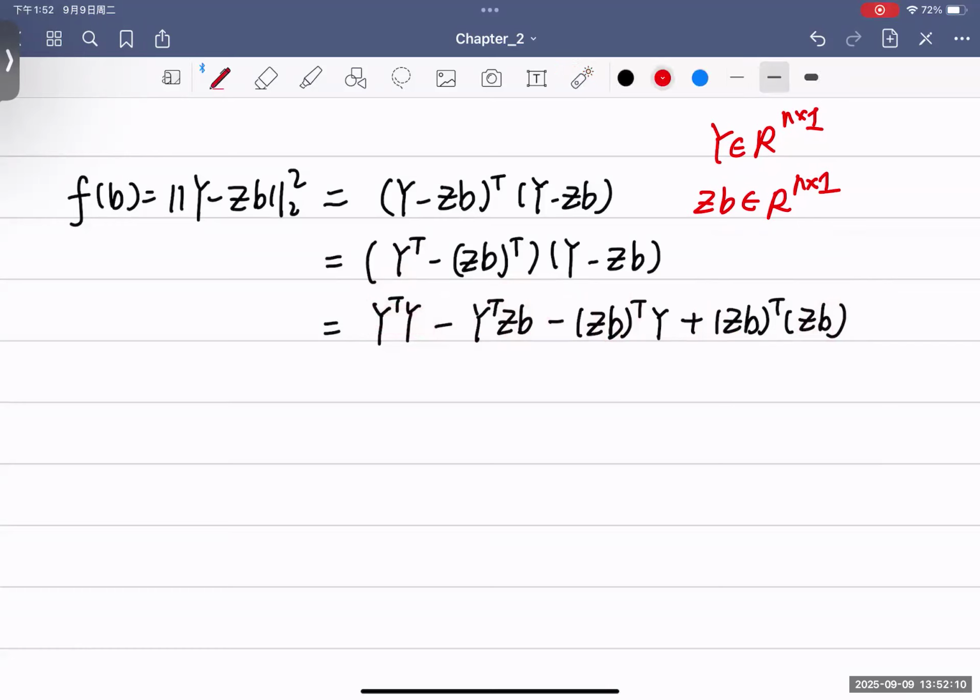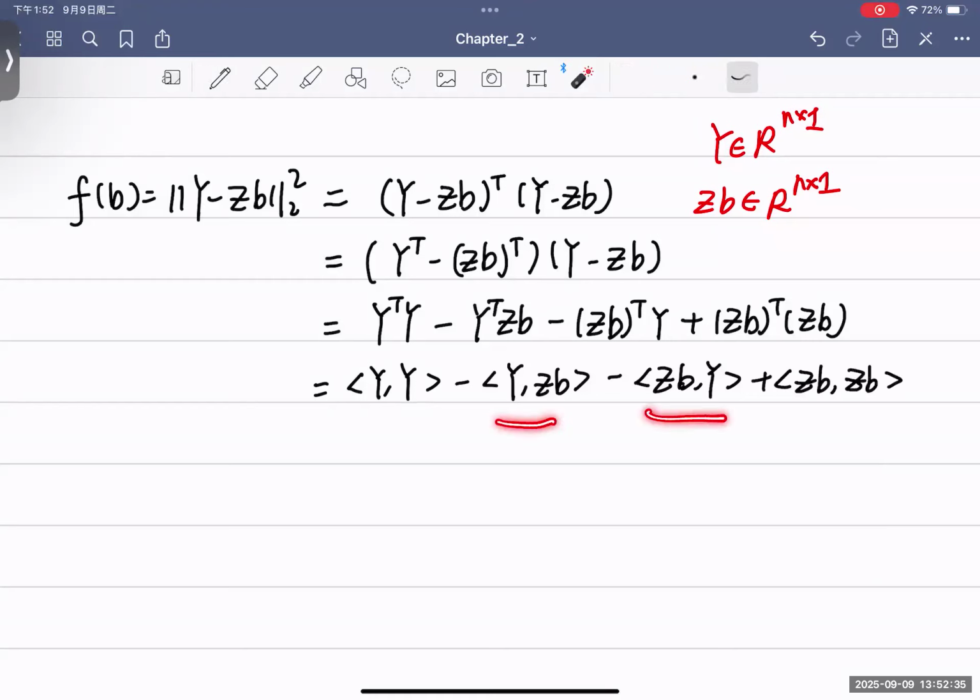But we can organize this result a little bit. The first one can be written as the inner product of y and y. The second one is y and zb, minus zb and y, plus zb and zb. Here we notice that these two are the same, because of the inner product: x and y is equal to y and x. So therefore, we just change it a little bit.